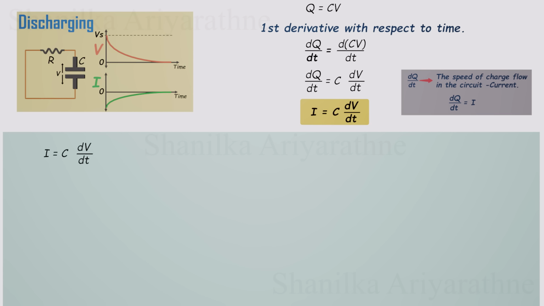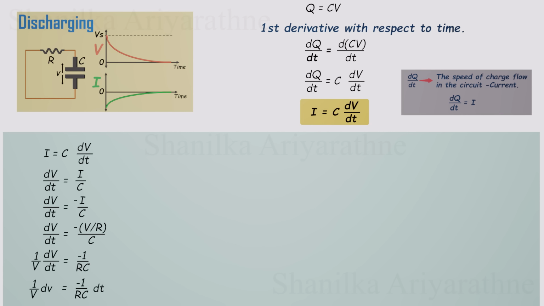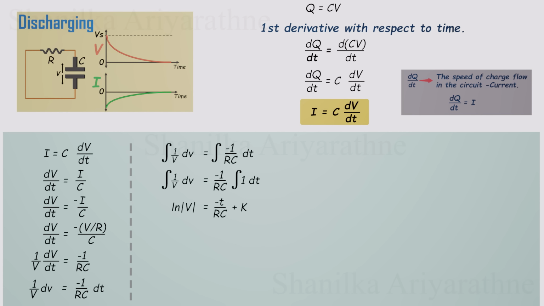First, we'll rearrange the equation to make dV by dt the subject, like this. But since we're dealing with discharging, where the voltage is decreasing, we add a minus sign to reflect that. Next, we can replace the current through the resistor using Ohm's law. Current equals voltage divided by resistance. Now let's separate the variables and rearrange the equation. At this point, we have a nice, clean differential equation. To solve it, we integrate both sides, which basically means we're figuring out how the values change over time. After integrating, we get an equation that looks like this.